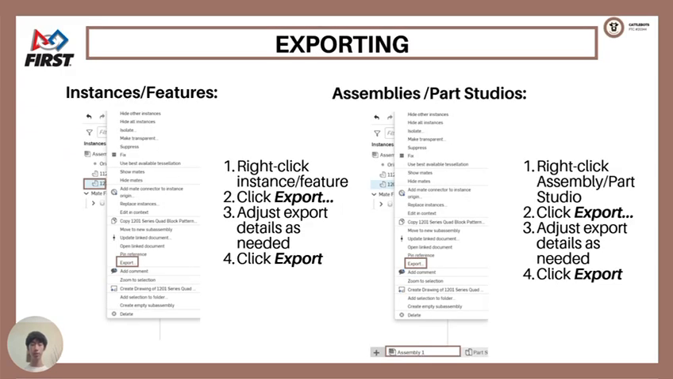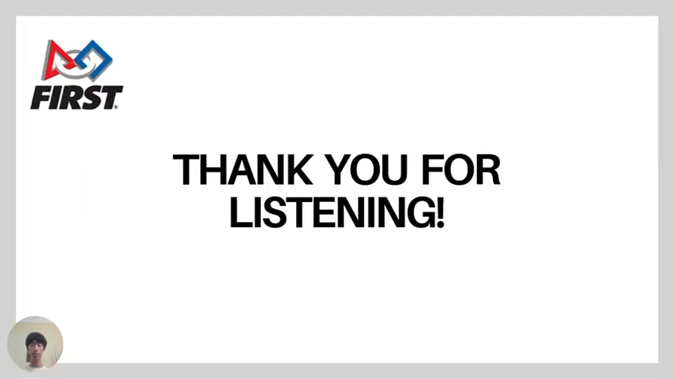To export a part or assembly from the Instances or Features panel, right-click the instance or feature, click Export, adjust export details as needed, then click Export. To export a part studio or assembly from the tab bar, right-click the part studio or assembly from the tab bar, click Export, adjust export details as needed, then click Export.